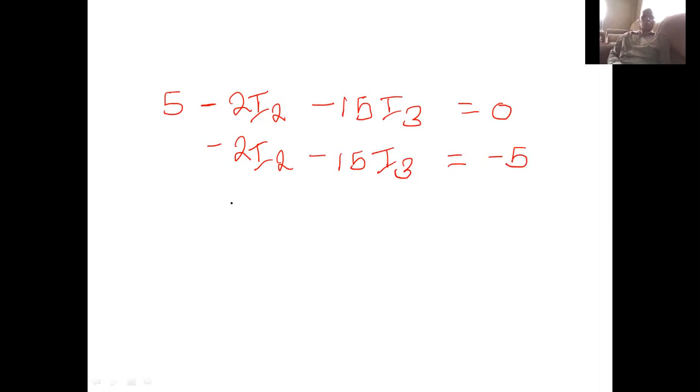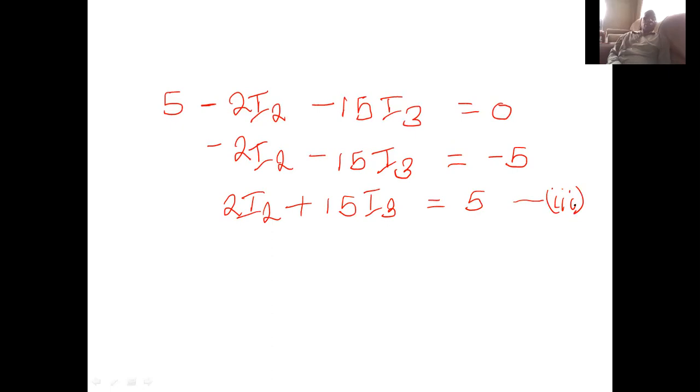We can actually avoid dealing with the negatives. We can divide by negative 1 everywhere. And we are going to have 2 times current 2 plus 15 times current 3, which is equal to 5. And this is our equation number 3.